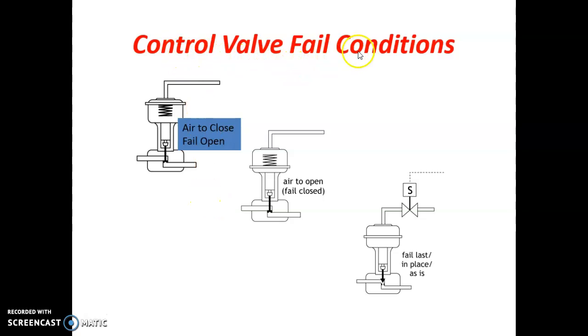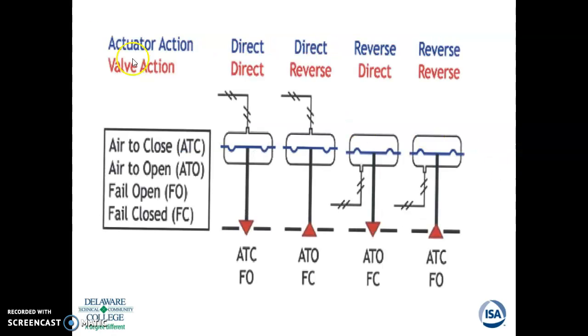We've talked about different control valves and their fail-safe conditions. When you have an air to close, it fails open. When you have an air to open, it's a fail closed. And then you have a fail last in place as is, which we haven't really talked much about, but that's another option that's available. There's also actuator action and valve action, and you can look at this in the book and just see. It just gives you different ways that the valves and the actuators act.